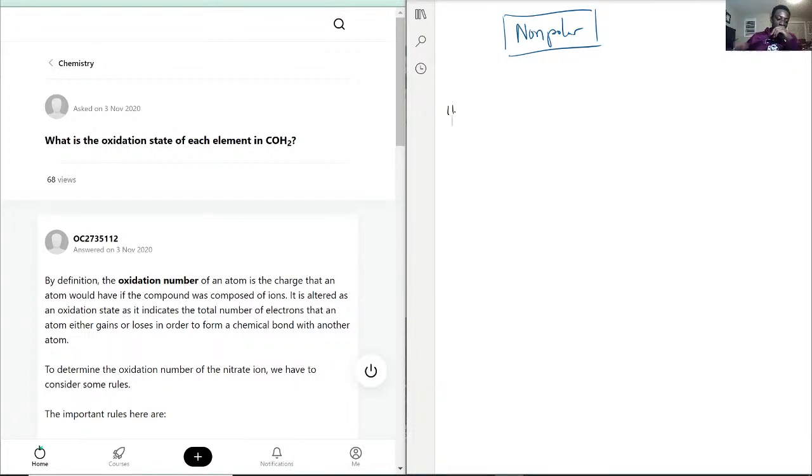So, with that being said, this next question is asking, what is the oxidation state of each element in COH2?